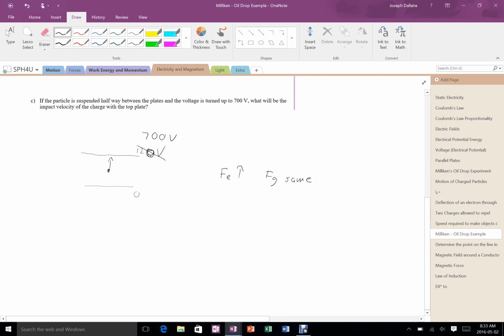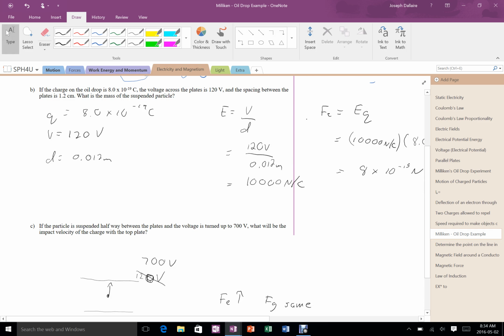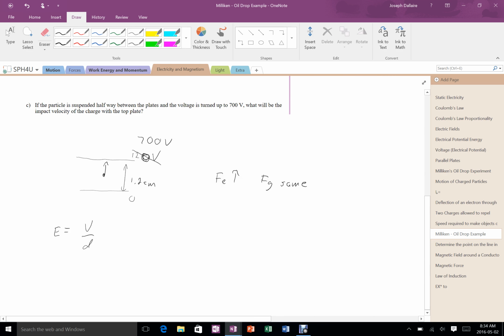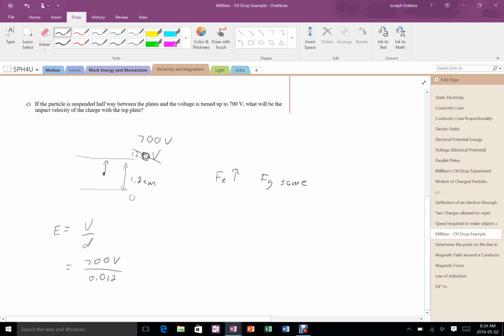Because the electric force acting on this particle is constant anywhere between the two plates, we can actually use Newton's laws to solve this problem. The electric field is equal to the voltage over the distance between the plates, assuming that we're still dealing with a distance of 1.2 centimeters. When the voltage is turned up, the new electric field will be 58,333 newtons per coulomb.